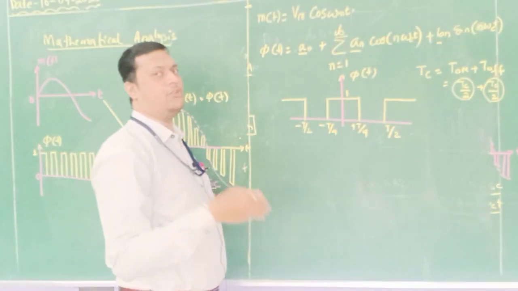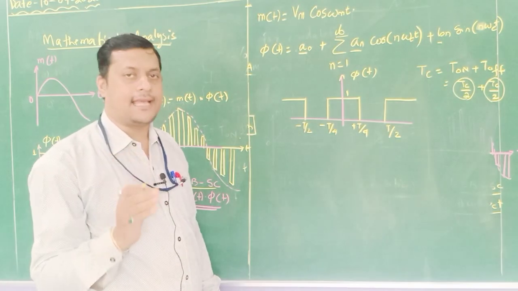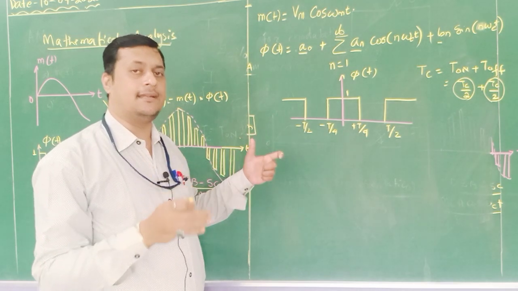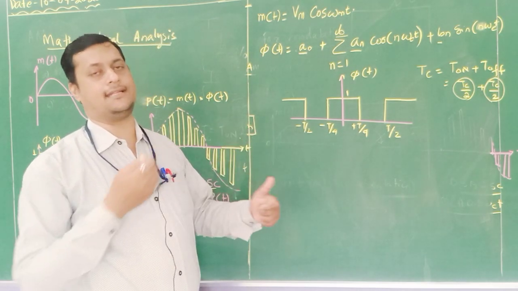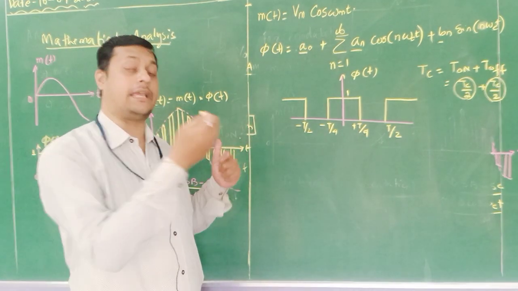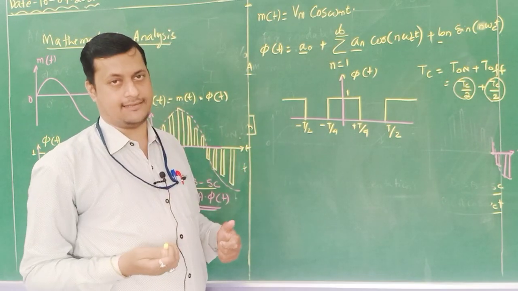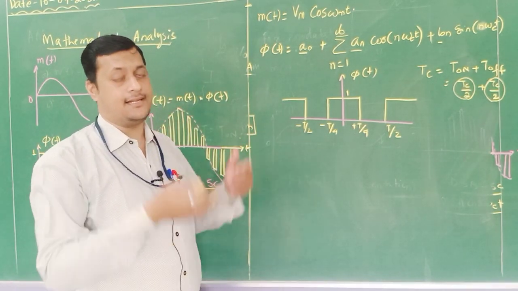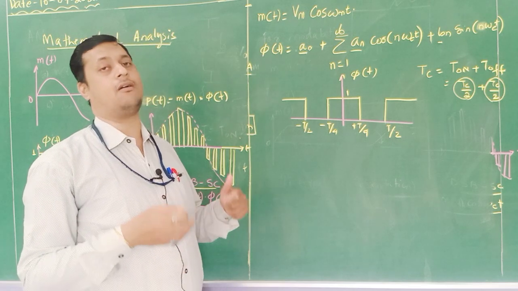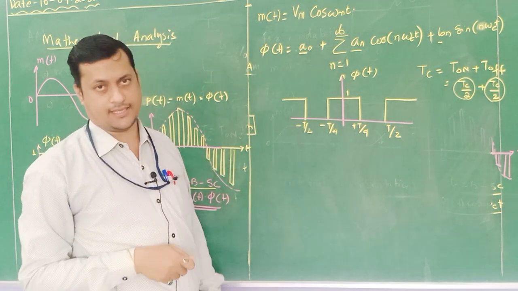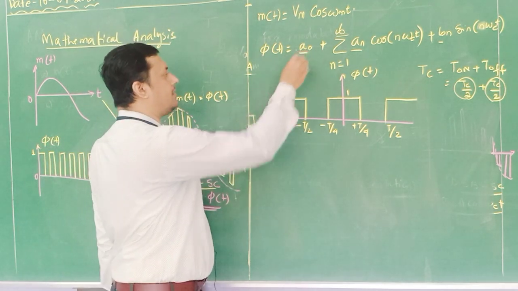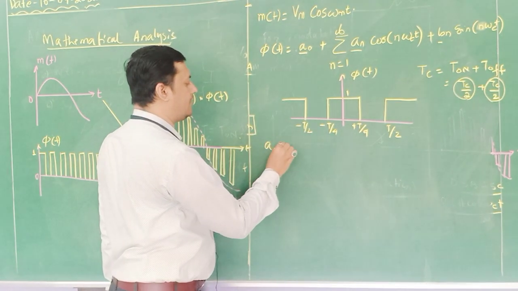This A0, An and Bn decide whether the signal is symmetric or antisymmetric, means whether the signal is an even signal or odd signal. If it is an even signal, certain conditions are there. If it is an odd signal, certain conditions are there. That we will see. So first, A0, constant.